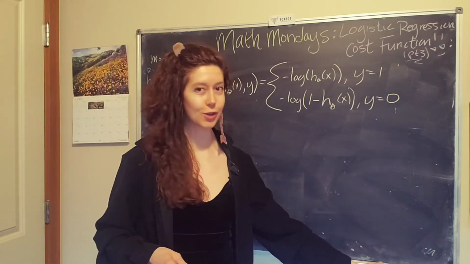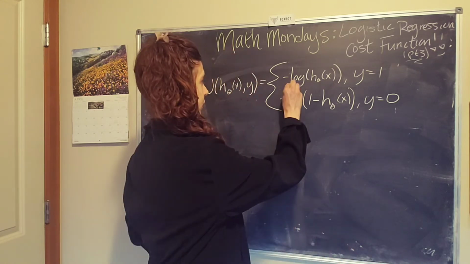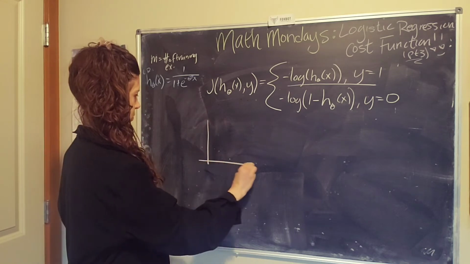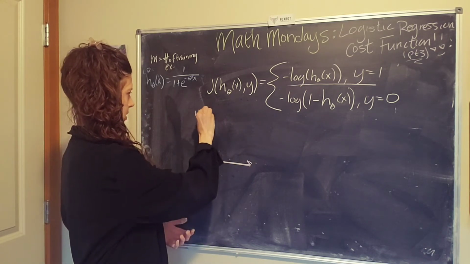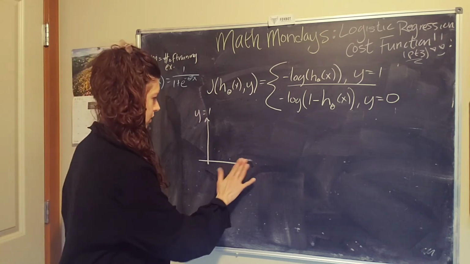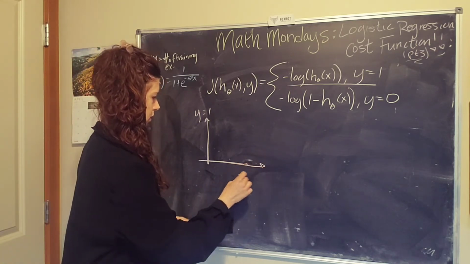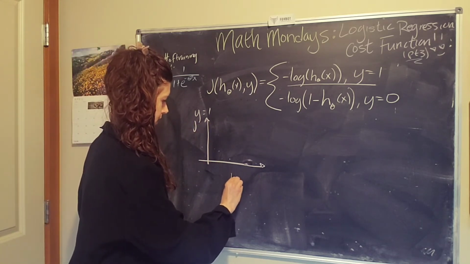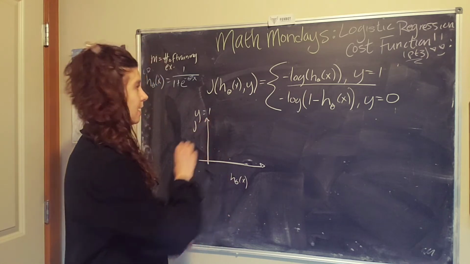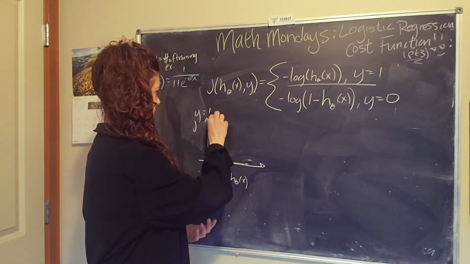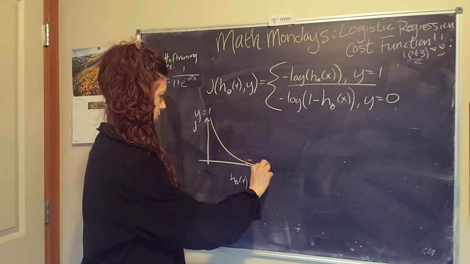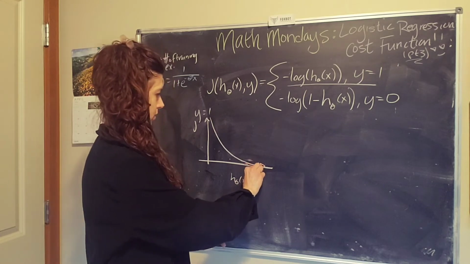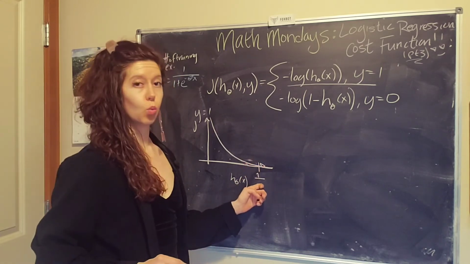So I'm going to use colors because yay, colors. So let's first plot the case for y equals 1. Okay, so our cost function is going to go on the vertical axis, and our hypothesis function is going to go on the horizontal axis. And a negative logistic function looks like this. And the point at which it reaches the horizontal axis is 1.